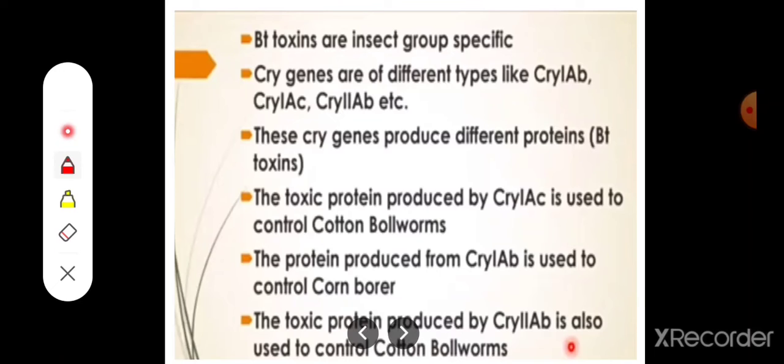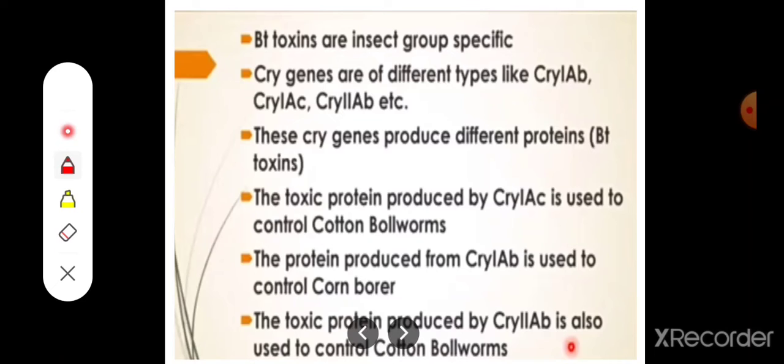So the choice of gene depends upon the crop and the targeted pest, as most Bt toxins are insect group specific. Where is this gene taken from? It is based upon the crop and the target pest. Based on which type of insect is going to be killed, we have to choose this Bt toxin.